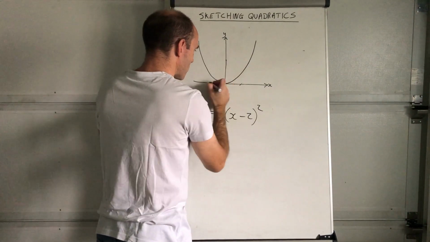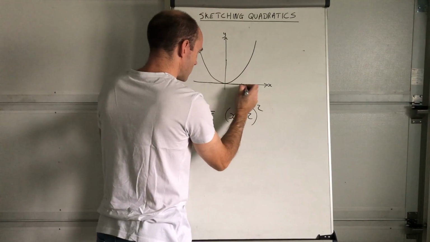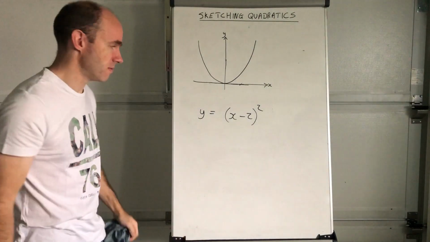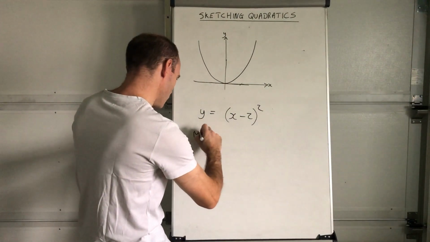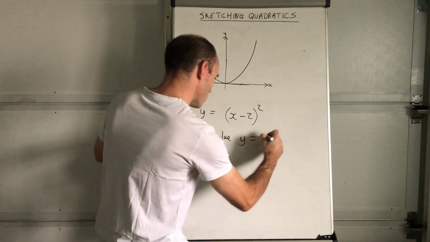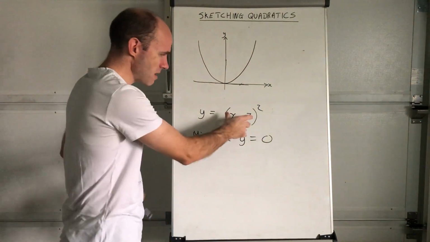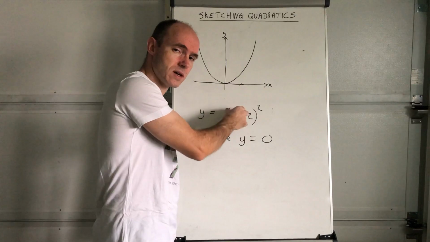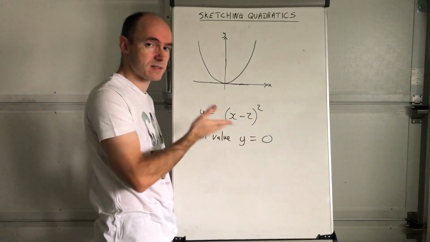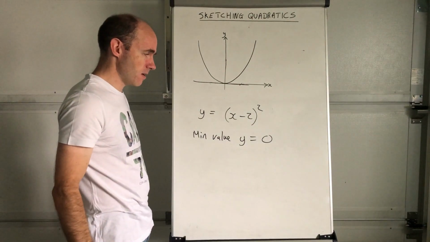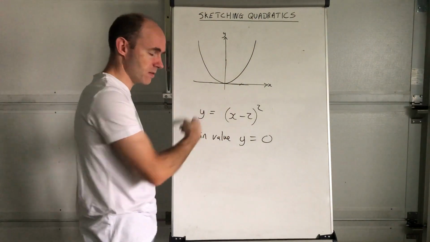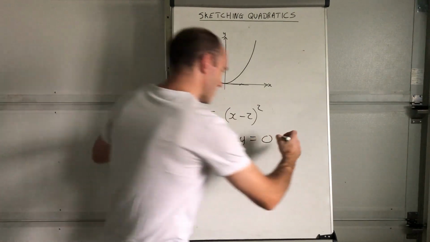Well, the thing to do really is to consider where the minimum value is. What's the minimum value? The minimum value is still going to be when y is 0, because you're squaring these values inside the brackets. So the smallest y coordinate you can have is 0. What is the x value that will generate a y coordinate of 0? That's the question you've got to ask.